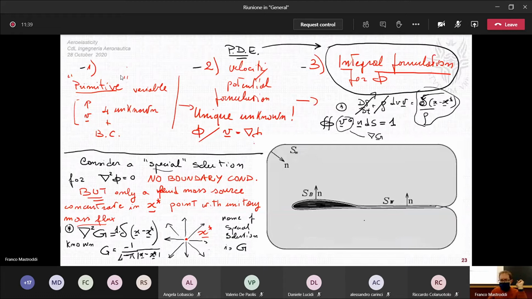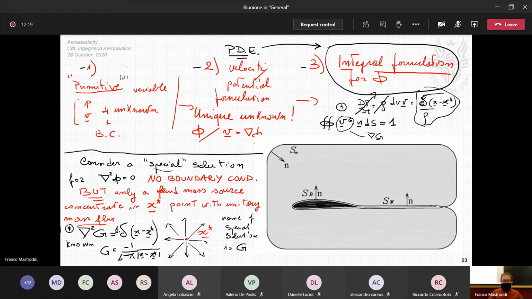Mass flow equal to 1 means that if you take the flux of the velocity through any kind of closed surface around the point x star, you have 1. And so this flow is indicating the fact that we have a unitary source at the point x star. The solution of this problem is the so-called source solution. And this is a possible contour plot of this kind of solution.